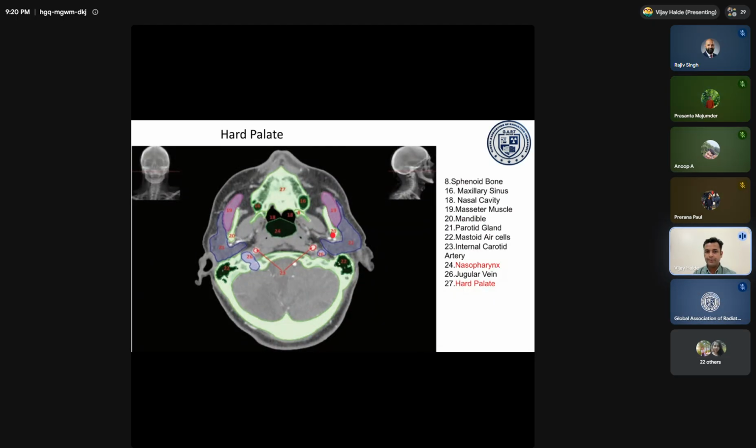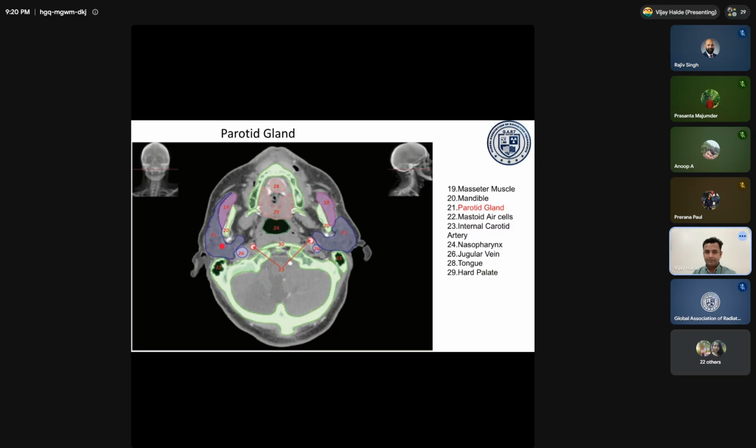So moving inferiorly, the hard palate is visible here. It forms a bony roof over the oral cavity, so it separates the nasal cavity from the oral cavity. Understanding its position is important when treating oral cavity and sinonasal tumors. The parotid gland we can see here. Radiation oncologists always try to reduce the dose to the parotid gland, so that we are able to see it during the CBCT match.